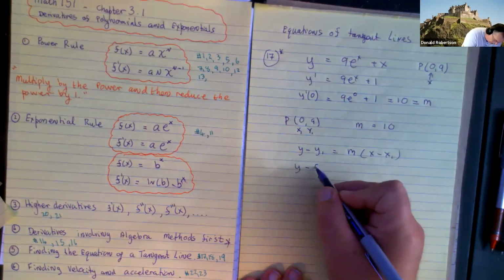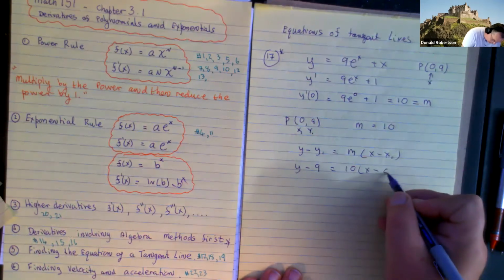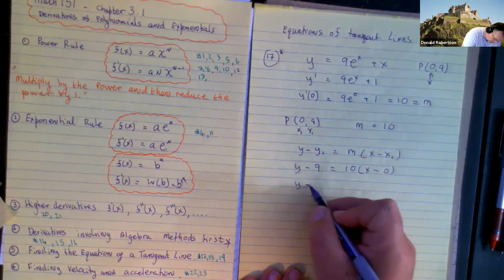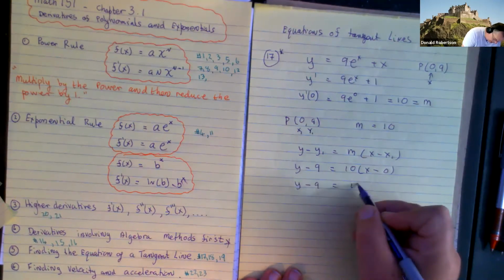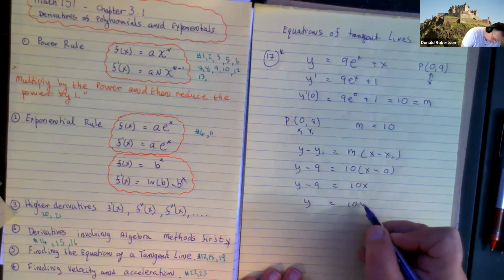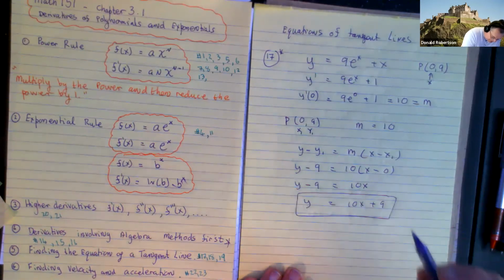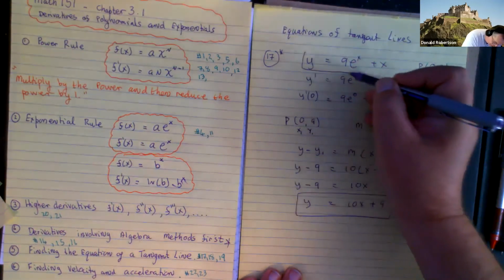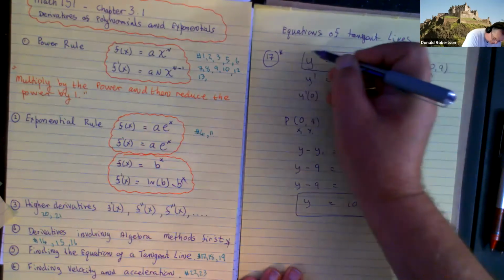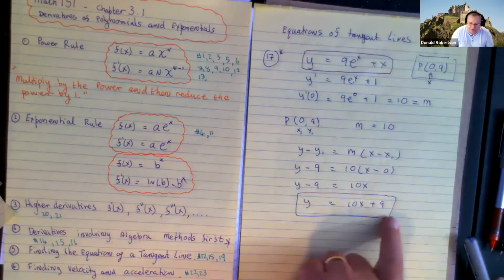So y take away 9 equals 10, x take away 0. y take away 9 is 10x. Add 9 to both sides. And we are done. So the tangent to that curve at that point, the tangent line has this equation.